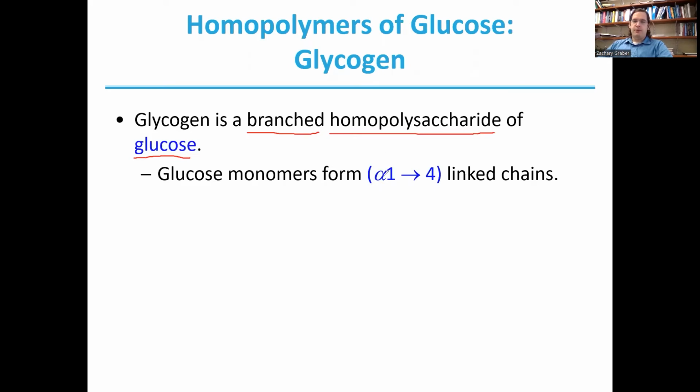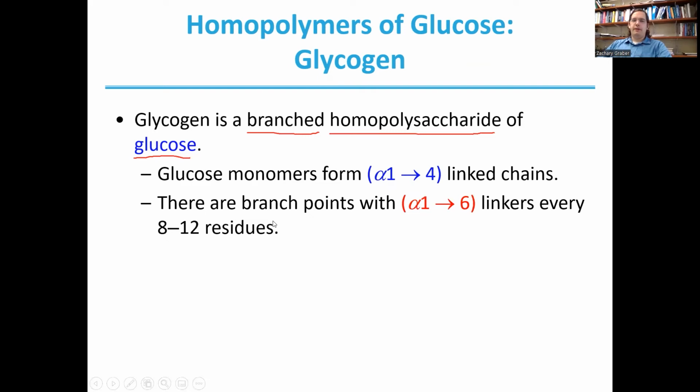So again, the alpha refers to the fact that we have our anomeric carbon linked in the alpha anomer to the 4th carbon with its hydroxyl group between our 2 sugars. So we'll use this alpha 1 to 4 bond to create very long linear chains. And then we'll create occasional branches with alpha 1 to 6 linkers. So these will occur roughly every 8 to 12 residues. So the end result, again, will have long chains of sugars and then occasional branches coming out, creating new long chains.